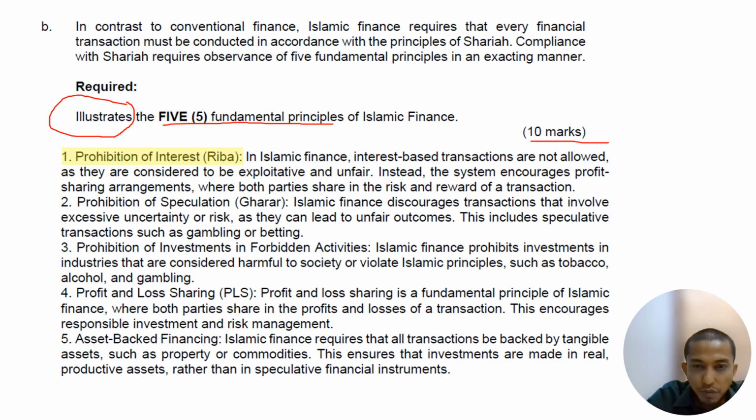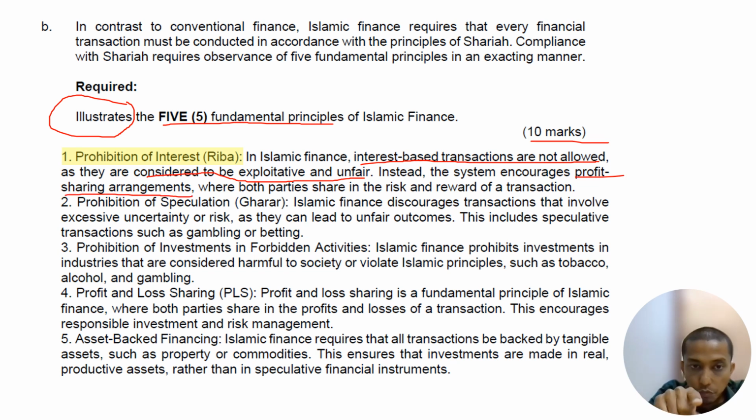Prohibition of riba. What is prohibition of riba? Riba is interest, right? Interest-based transactions are not allowed. So this is one point for you to explain. Why is it not allowed? Because it is considered to be exploitative and unfair. Instead, the system encourages profit sharing arrangements.